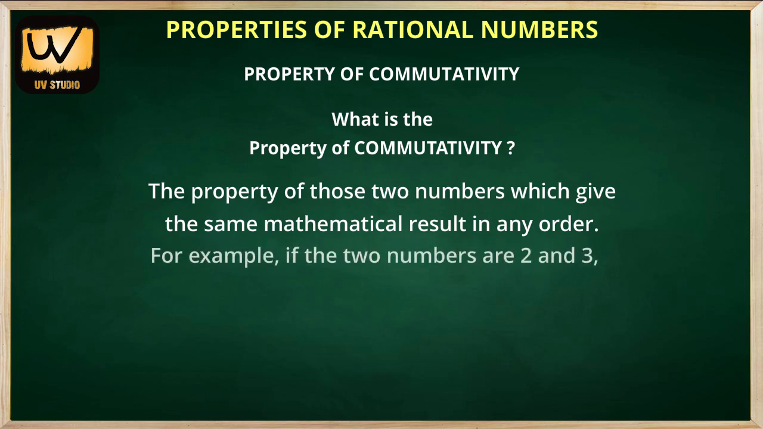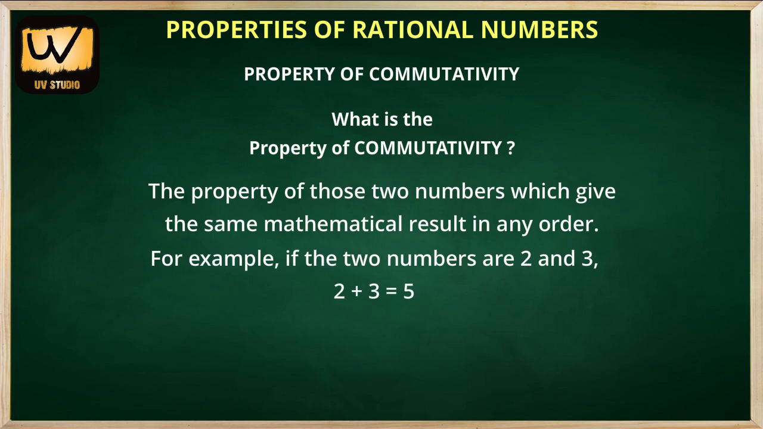For example, if the two numbers are 2 and 3 and I add 2 plus 3, that is equal to 5. The same numbers, instead of 2 plus 3, if I add them as 3 plus 2, that is also equal to 5. So 2 plus 3 is equal to 3 plus 2, that is A plus B is equal to B plus A. This is the property of commutativity.